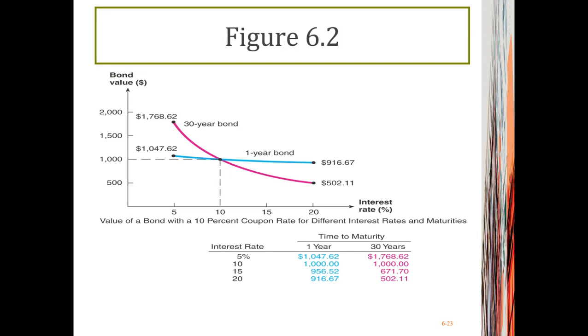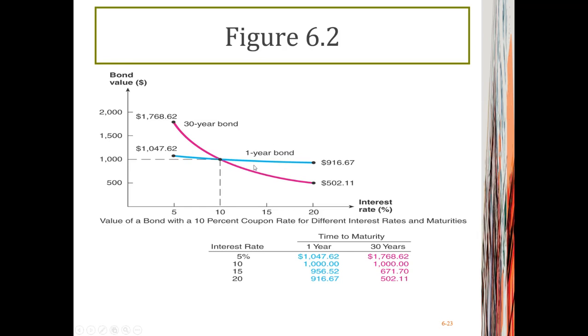Now let's take a look at this picture. This picture shows you how bond price changes for two different bonds. The first one is a 30-year bond, the other one is a 1-year bond. And the pink line shows you how bond price changes due to change in interest rate. Right? When interest rate increases from 5% to 20%, this 30-year bond price declined from $1,700 all the way down to $500. It's a very unfortunate event, right?